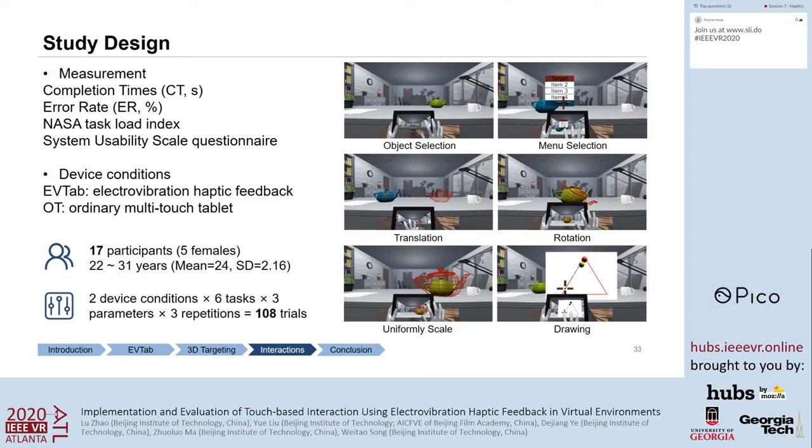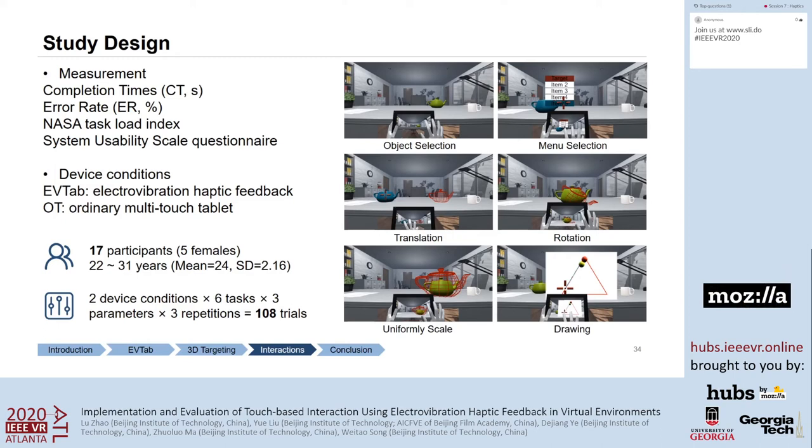We measured the completion times and error rates of participants' interactions and collected subjective criteria to compare the interactions using the EVTAP and the ordinary tablet. Besides, we asked participants to fill in a NASA task load index and a system usability scale questionnaire. The same group of participants as the 3D targeting task took part in this experiment. We set three sets of parameters with different positions, orientations, and sizes for each task.